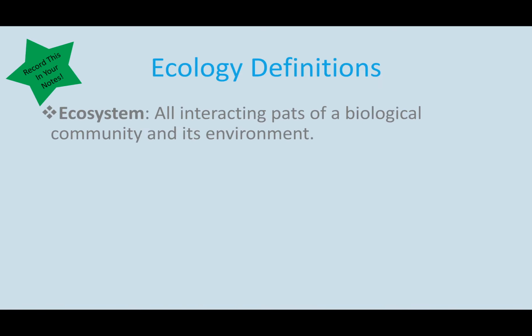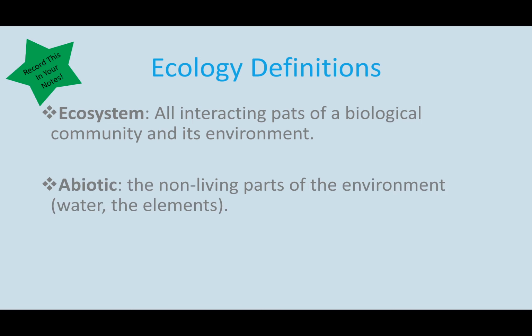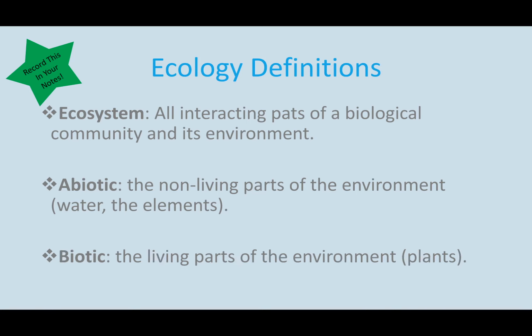So just looking at some definitions that we may be covering, so we understand what we're talking about. Ecosystem: an ecosystem is all interacting parts of a biological community and its environment. Abiotic, again, the non-living parts of the environment, so water and the elements like earth or ground, wind, stuff like that. Biotic, the living parts of the environment. So again, the plants, animals, bacteria, insects, anything that's considered living is biotic.